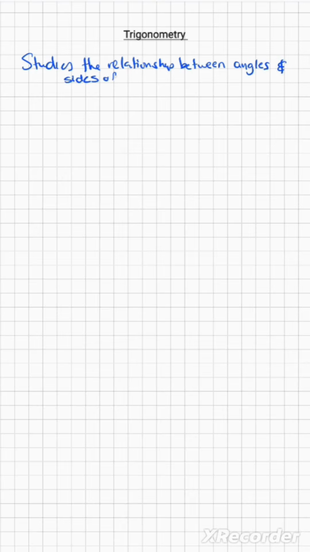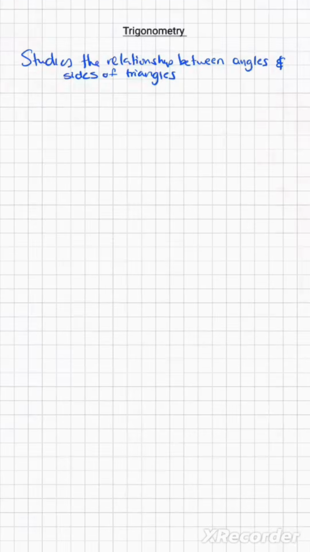Today we'll do some trigonometry. Trigonometry basically studies the relationship between angles and sides of triangles. So we have the right angle triangle.